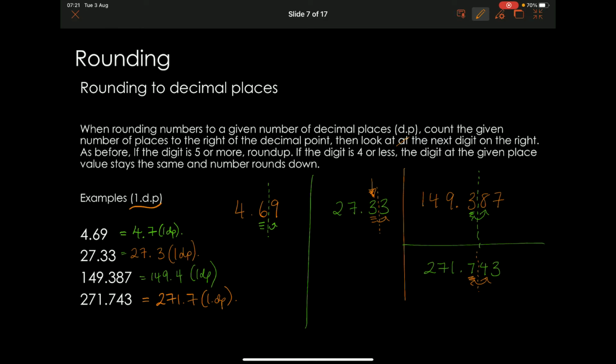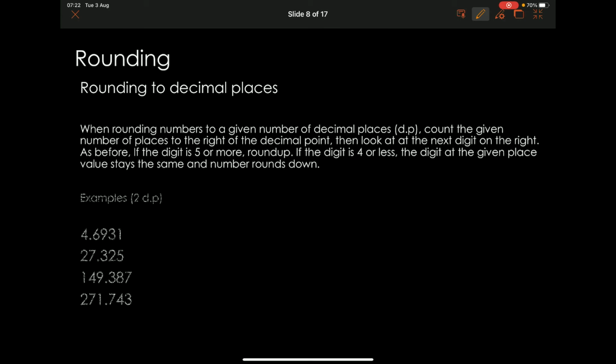Okay, so when rounding to 1 decimal place, we're basically just keeping 1 number after the decimal point, but we need to decide whether it's going to be rounded or not. And we decide using the number on the right of it. All right. What about 2 decimal places then now? Why don't you pause the video and have a go at these ones?